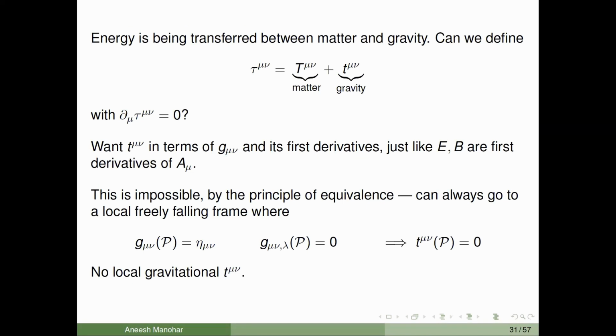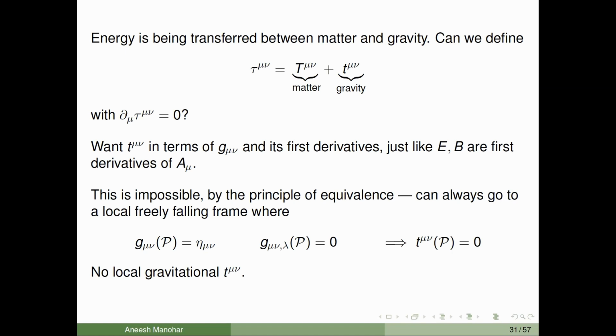OK, so energy in this problem is being transferred between matter and gravity. So maybe you can try and write a total stress tensor, which is just the matter part, the right-hand side of Einstein's equation. But maybe there's a way to write down a gravitational contribution. And just like the electromagnetic stress tensor depends on E's and B's, maybe the gravitational part depends on first derivatives of the metric, just like E and B are first derivatives of the vector potential. Well, this doesn't work.